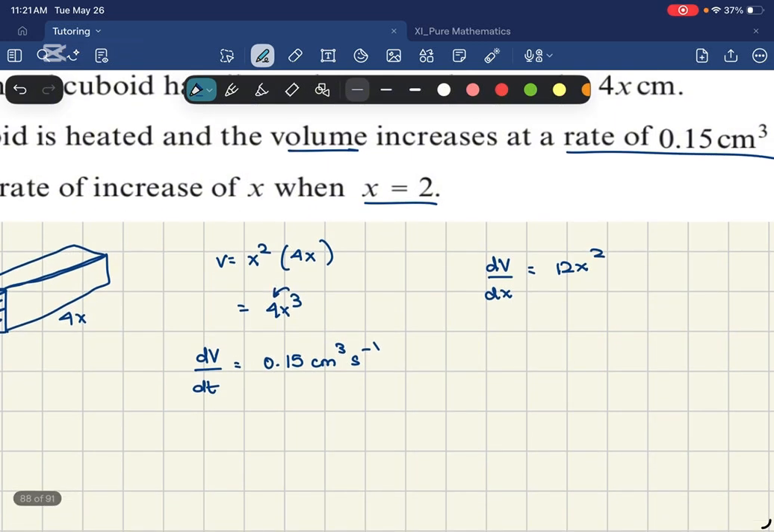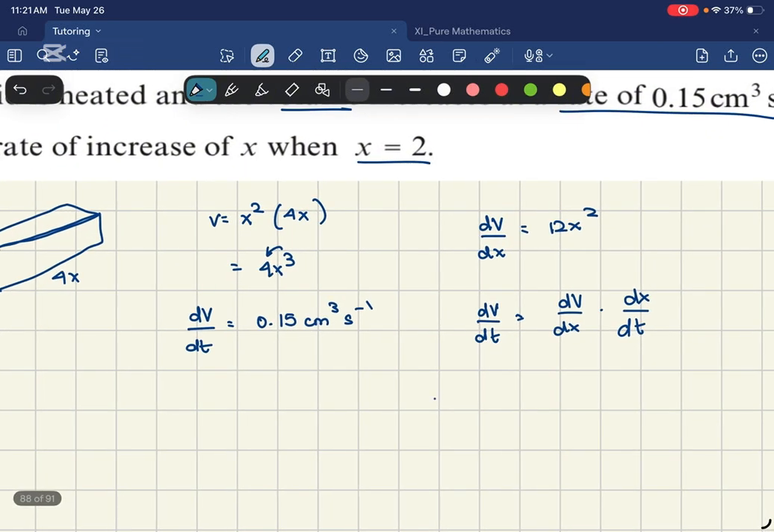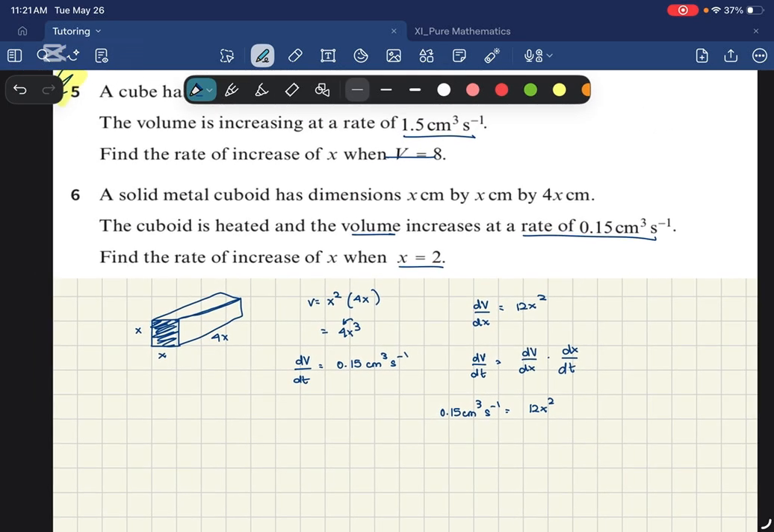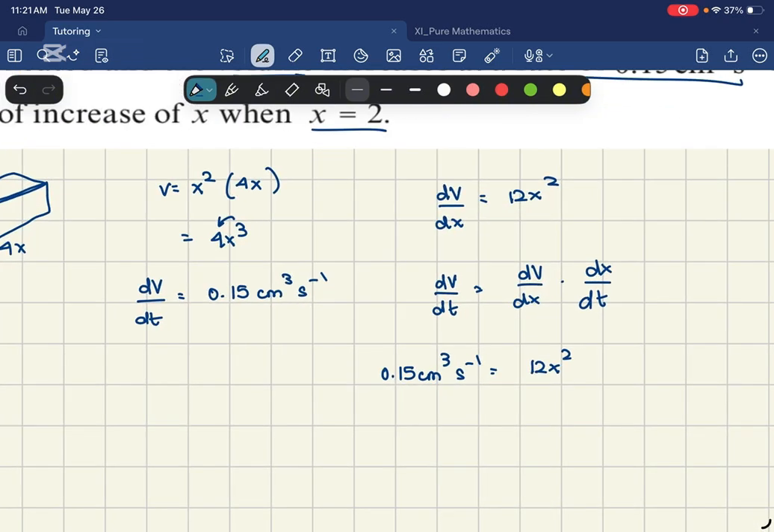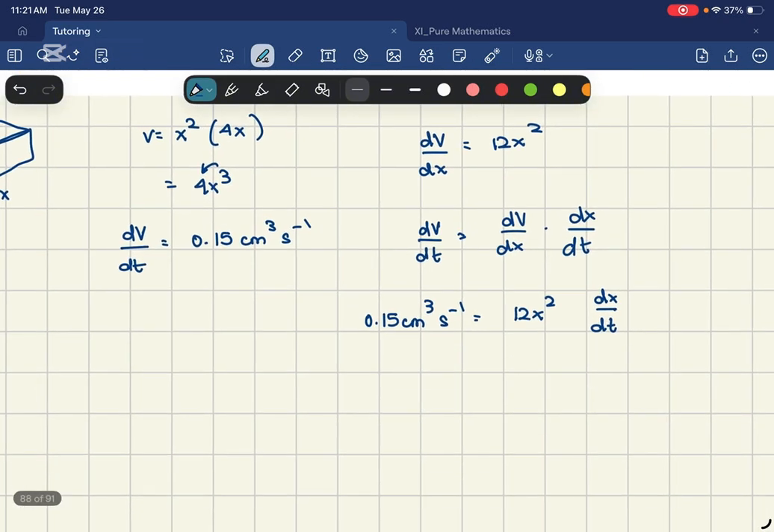All right. So now we want to find dV by dt. That is going to be dV by dx times dx by dt. This is just using the chain rule. Now dV by dt is 0.15 centimeter cubed per second, dV by dx is 12x squared, and dx by dt is what we are looking for. And we can substitute x is equal to 2 here.